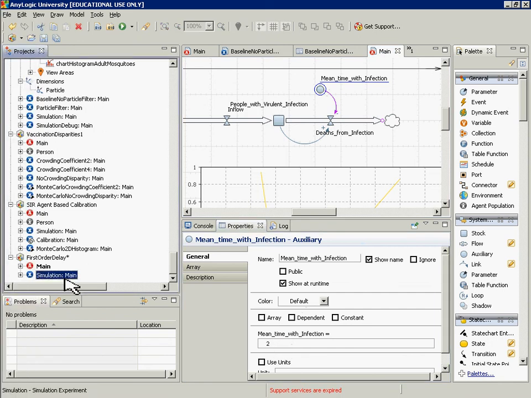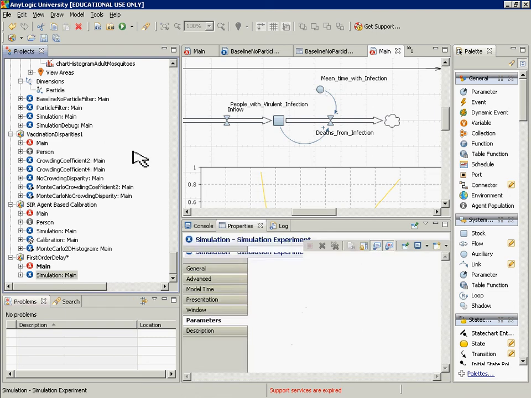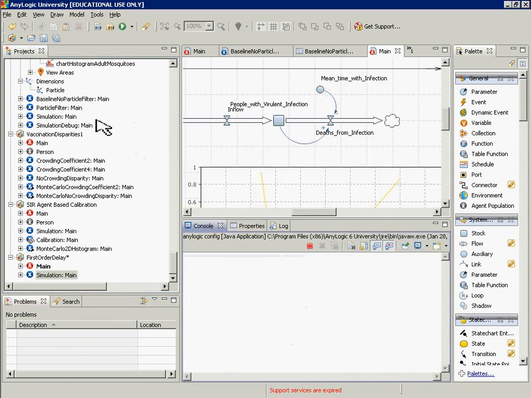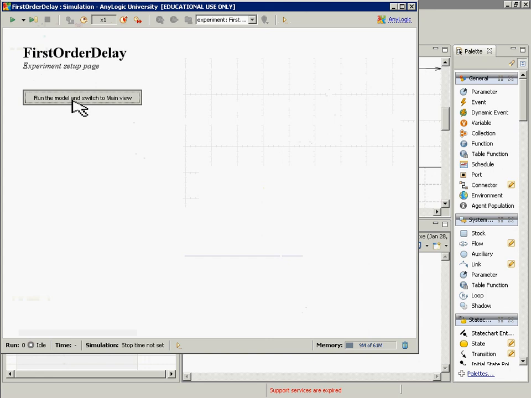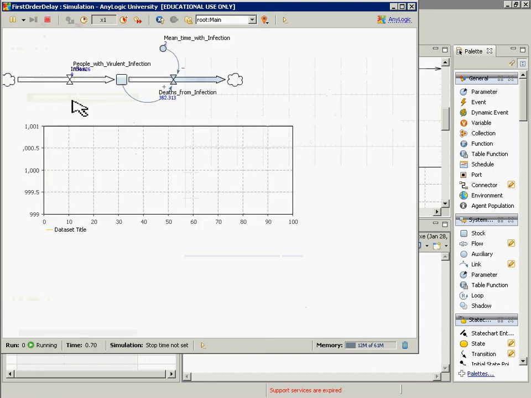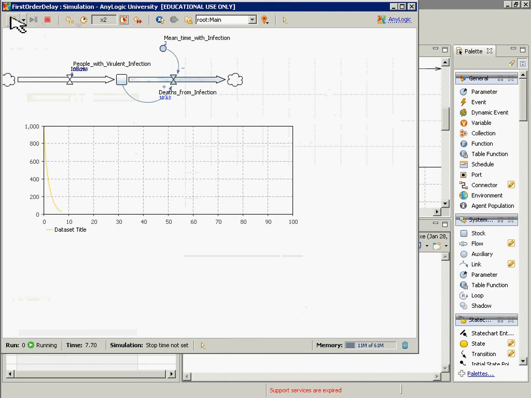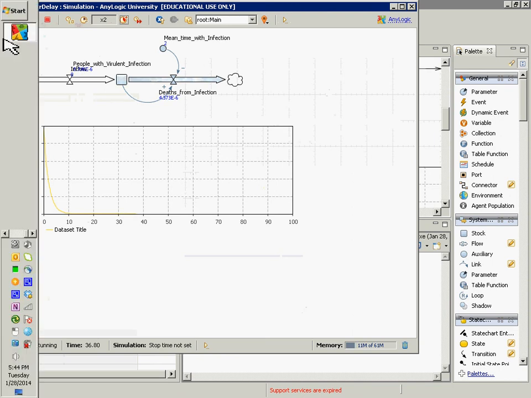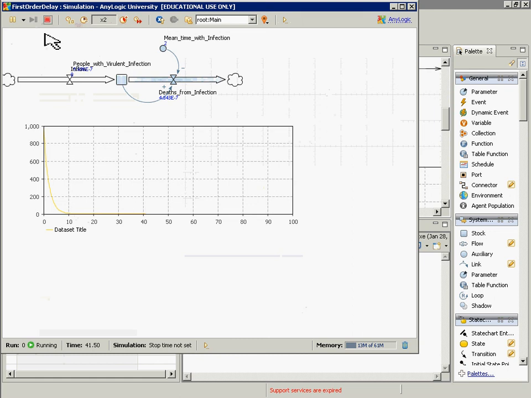So that mean time, at a qualitative level, reflects how quickly it drains the stock, right? If it's a very short mean time, it's going to drain quickly. If it's a very long time constant, it's going to drain it slowly. The chance of leaving per unit time for one of these folks is just 1 over this mean time with infection, no matter how long they've been there.